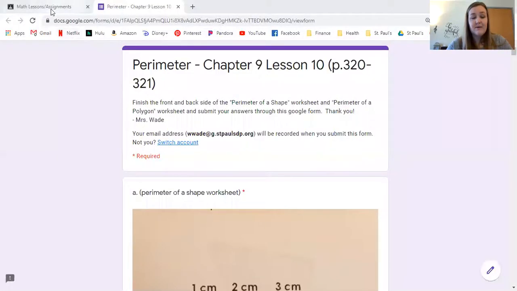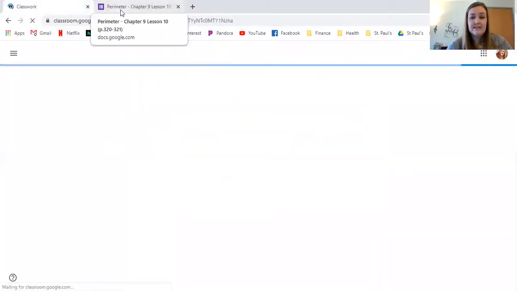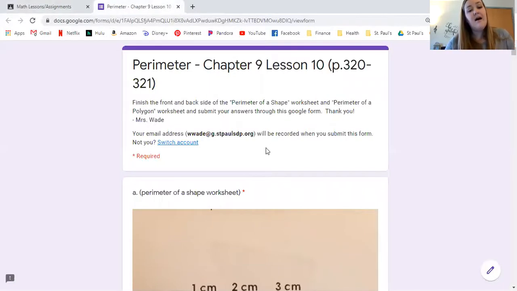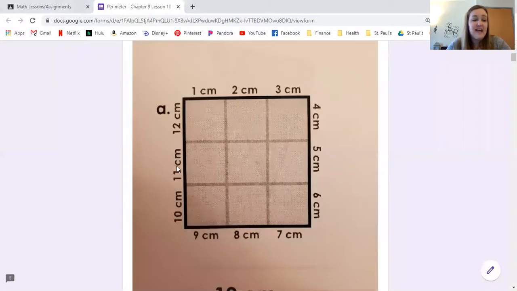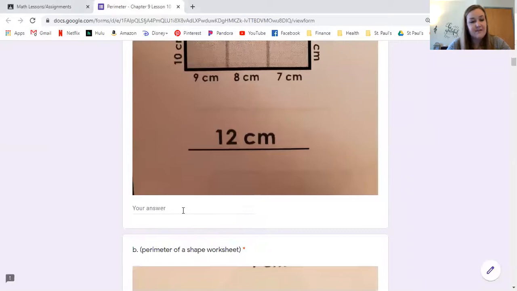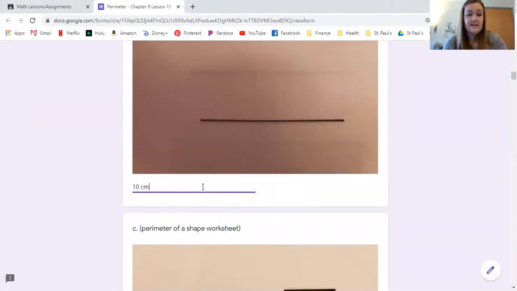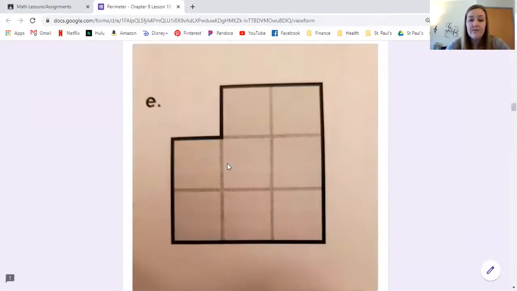So when you're in your math lesson and assignments, it says in there, and it has Google Forms. Go ahead and press on the Google Forms, and this will pop up. This is basically a form in order for you to give your answers to me since we can't physically hand it in. So if I look, here's A, that was on your sheet. Here it's 12 centimeters. I gave you a first answer, so all you're going to write is 12 centimeters. The second one we did, we counted, we went 1, 2, 3, 4, 5, 6, 7, 8, 9, 10. So I'm going to just type down here 10 centimeters and so forth. Go all the way through.